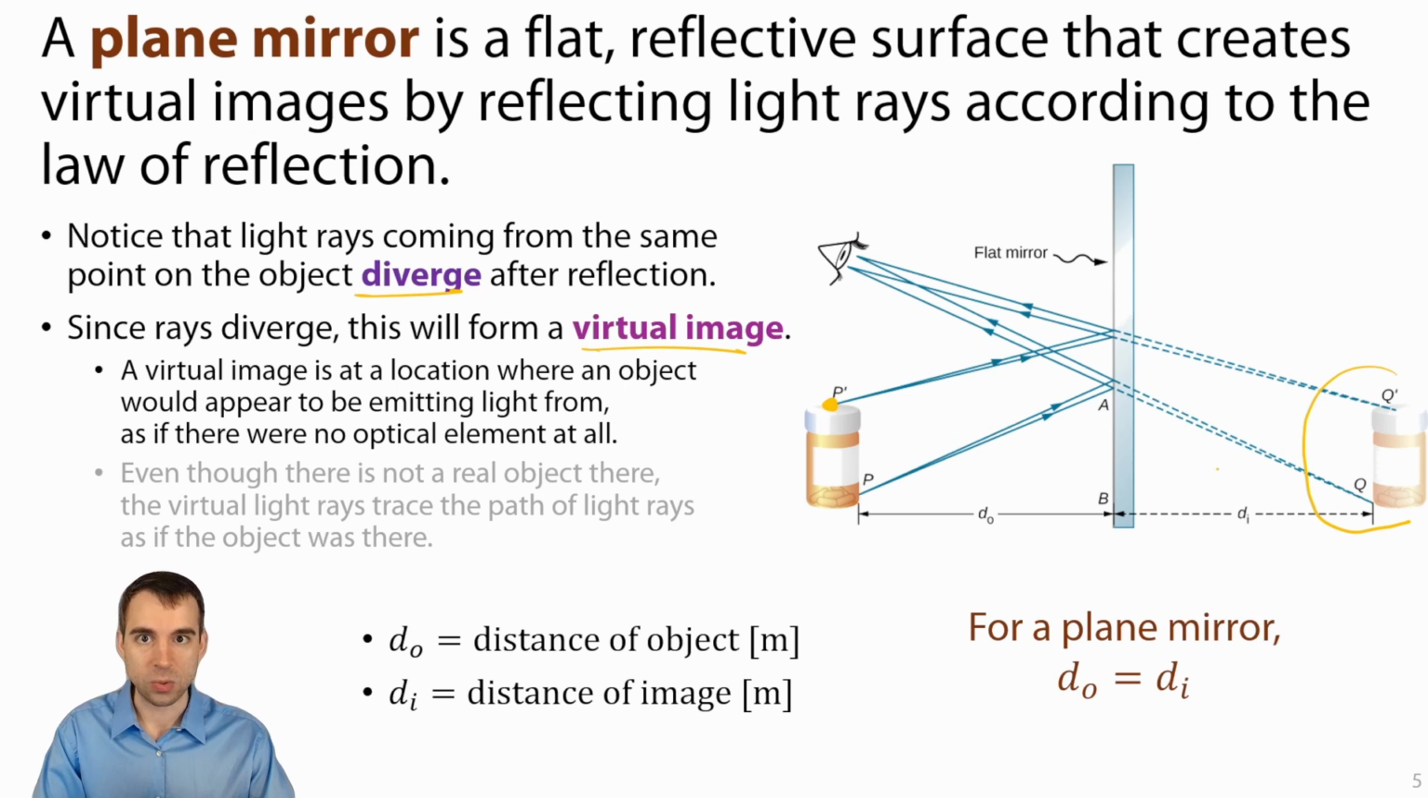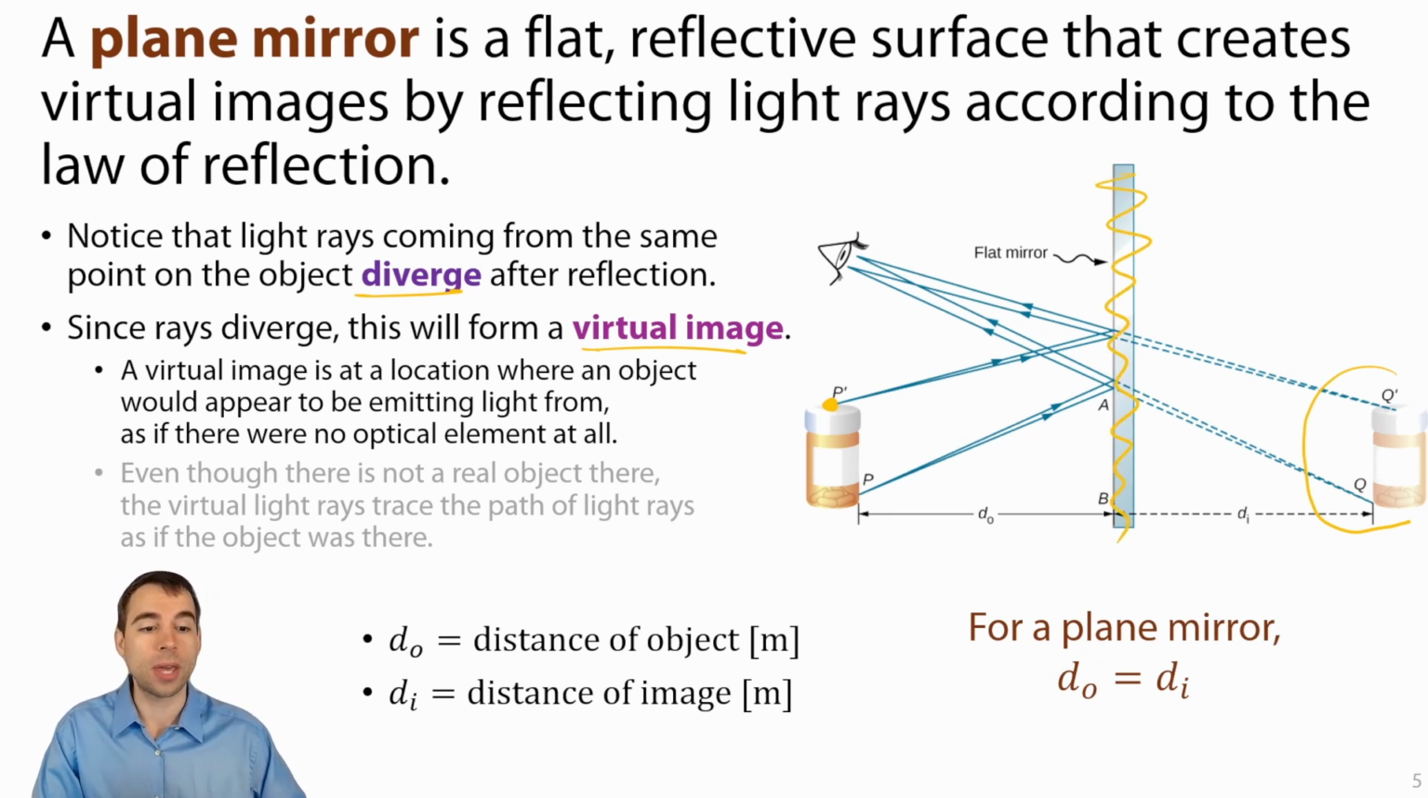You've seen this when you look in the mirror. It looks like there's an object behind the mirror, but you know there is not actually an object behind the mirror. If we were to put a projection screen behind the mirror, we would not see a projected image of that object. Instead, this virtual image acts as if it is the source of light if we had no mirror there at all.